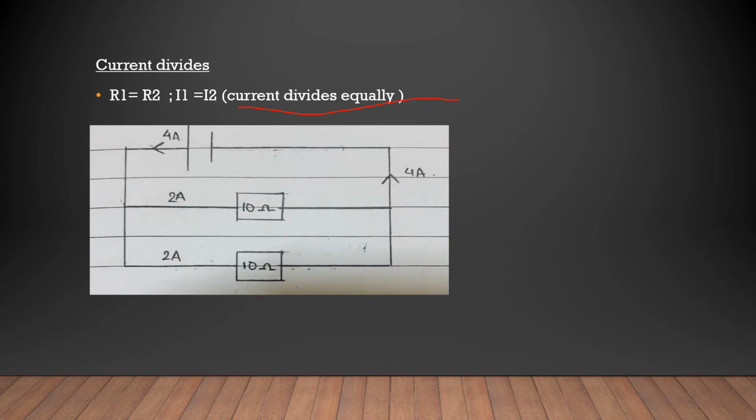Now, in a parallel connection, the current is dividing. Then we can check how the current will divide. If R1 is equal to R2, the current divides equally, as in the case of a series circuit, where if R1 is equal to R2, the voltage divides equally. Similarly, here in a parallel circuit, if R1 is equal to R2, the current divides equally. Here we have two resistors R1 and R2, they are equal. In that case, the 4 ampere current will divide equally, meaning 2 and 2.